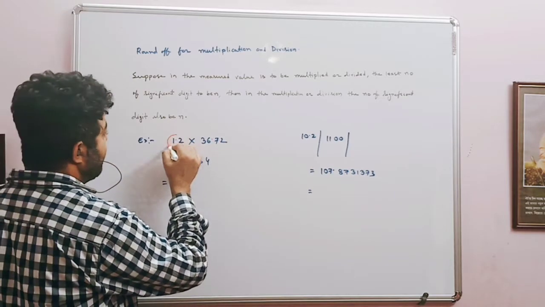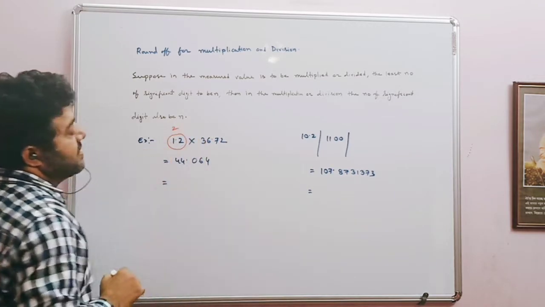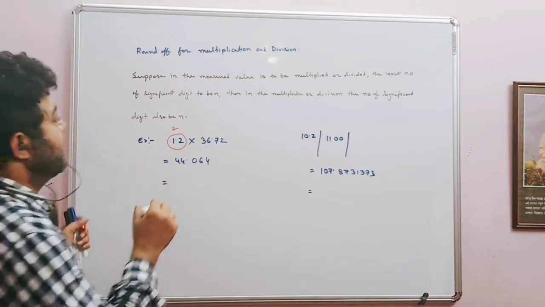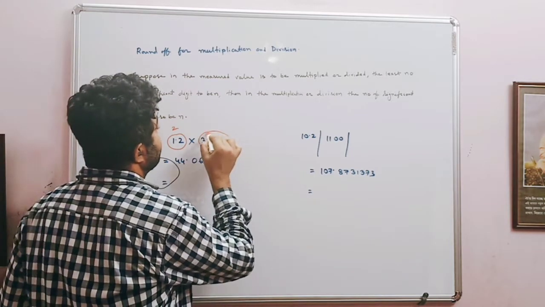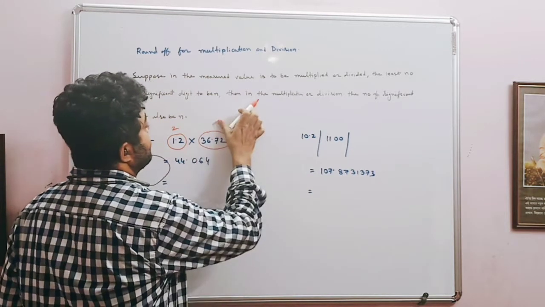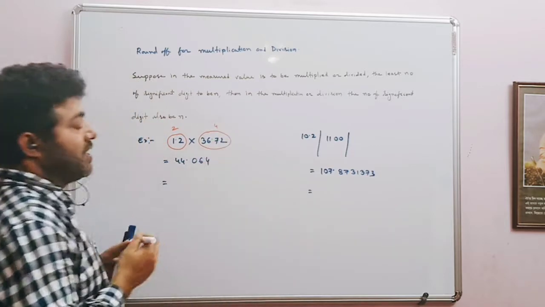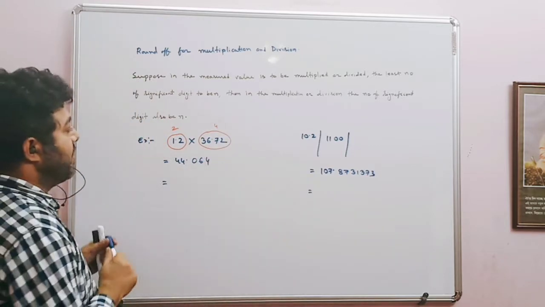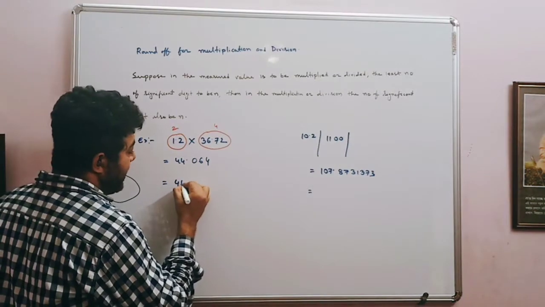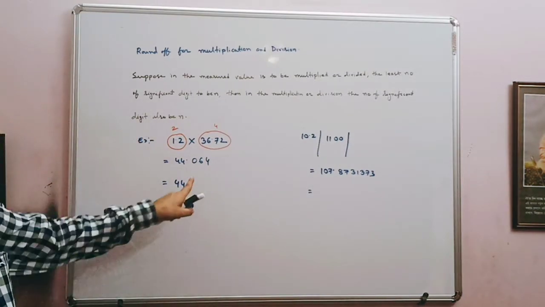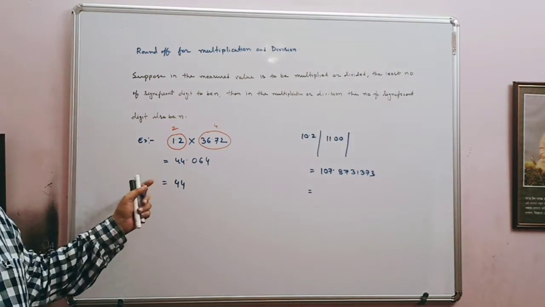So here look, the overall least significant digit is 2, and here the overall least significant digit is 4. So between 2 and 4, which is smaller? 2. So the answer should be in 2 digits. So the answer is 44. Why? Because here there is 0, so 1 will not be added, it remains 0.